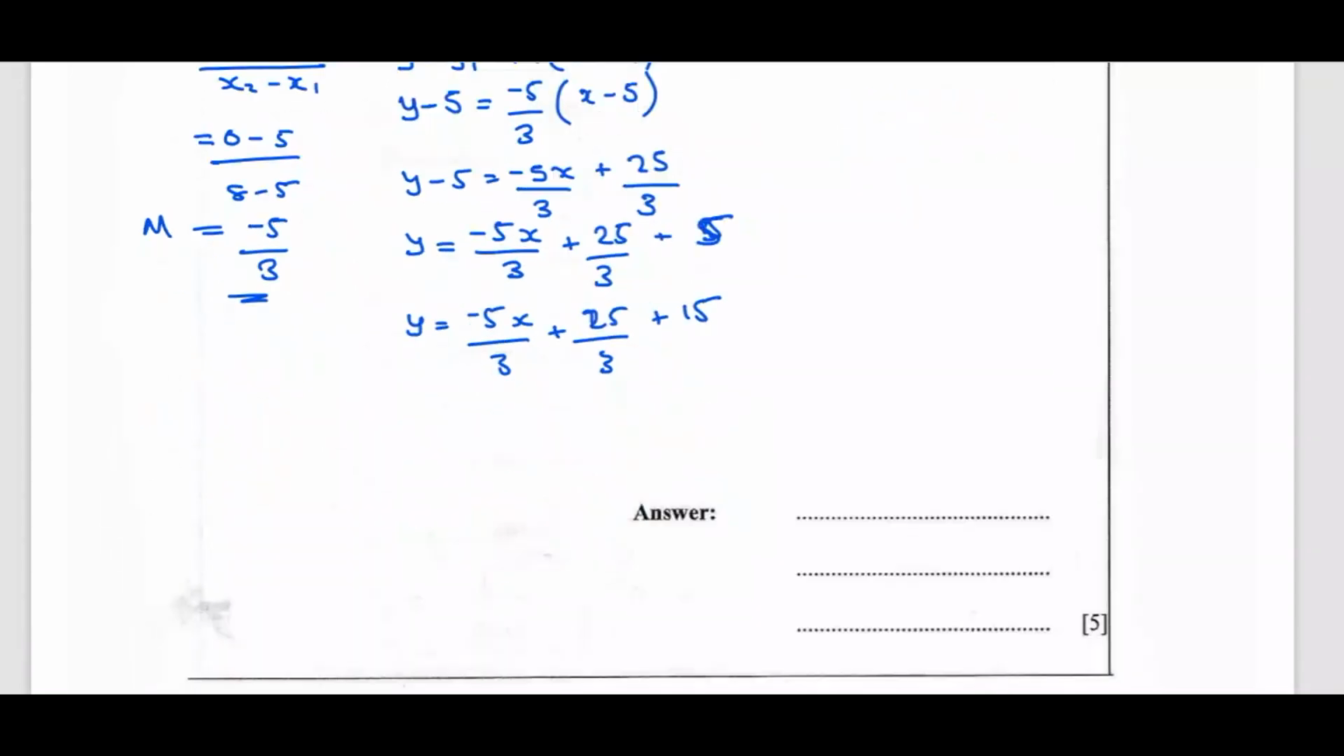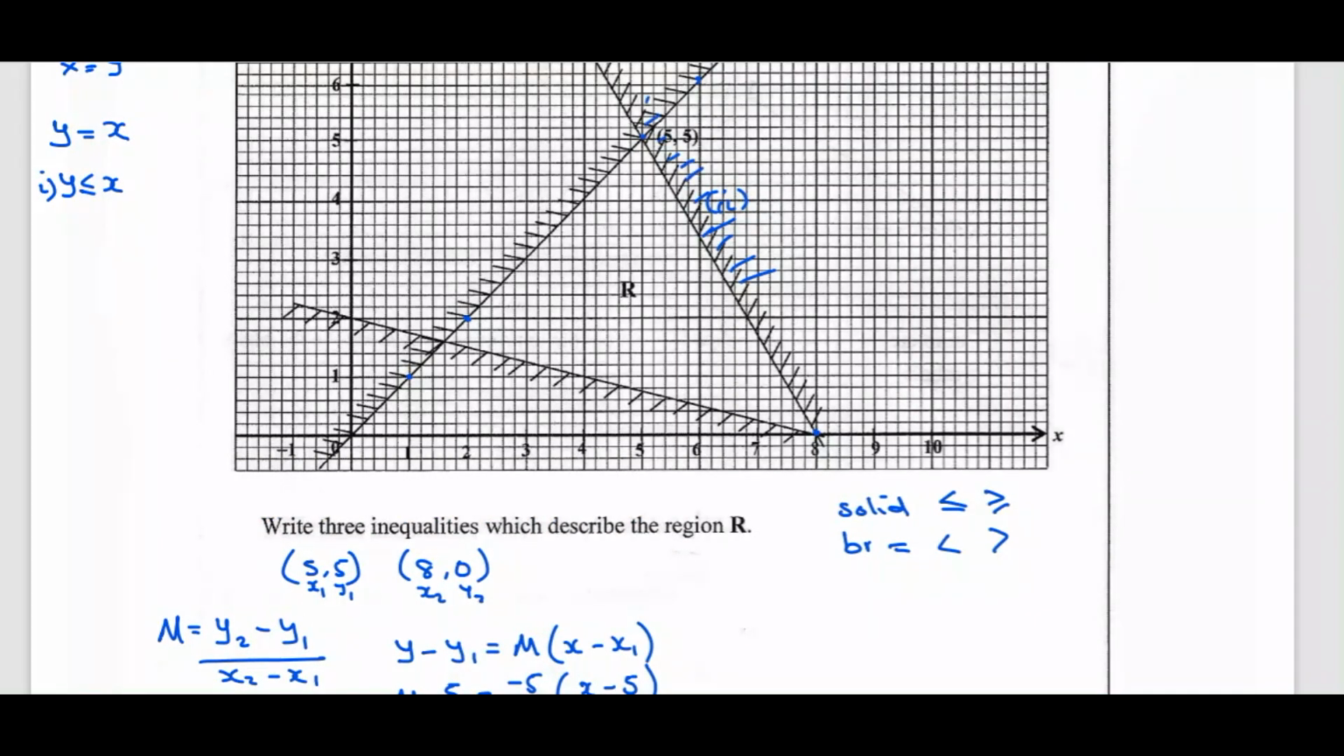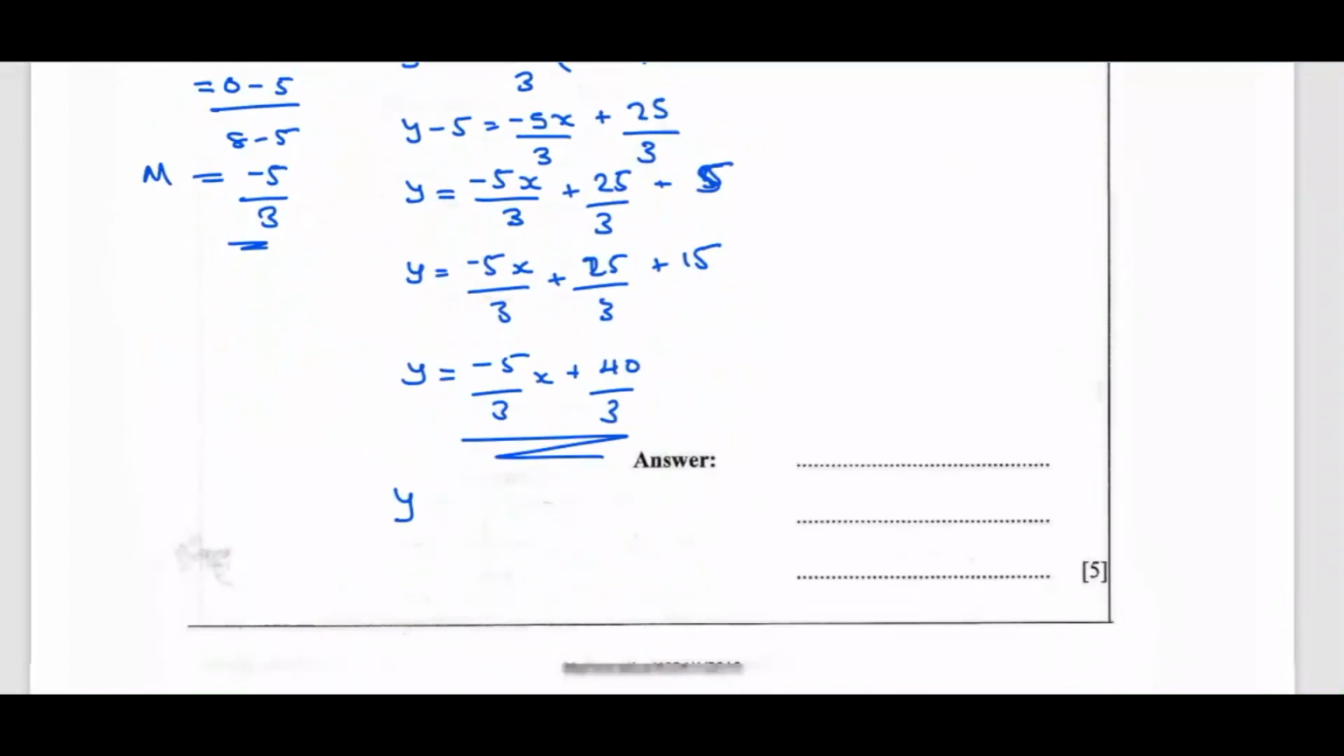And then when we continue working out, you'd find that y is equal to negative 5 over 3x plus, this will give us 40, so 40 over 3. So that is the inequality. Because we have this to be the inequality, how do we find it? When you look at it, this is the unwanted region. So you would say y is less or equal to negative 5 over 3 x plus 40 over 3. So this is the inequality.